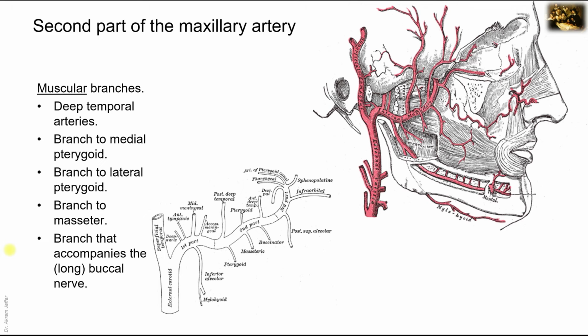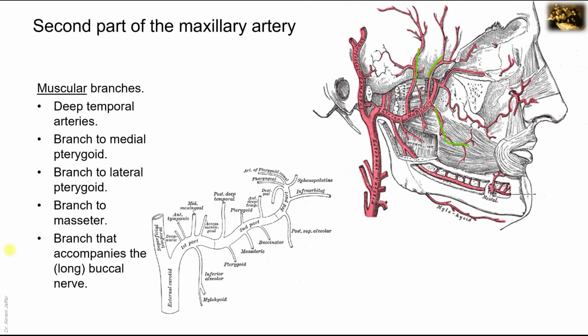The second part of the maxillary artery has 5 branches, but they are muscular branches. They do not pass through foramina. So we have the deep temporal arteries that we mentioned before. They are located deep to the temporalis muscle. And we have a branch to medial pterygoid. We have another branch to lateral pterygoid muscle, branch to masseter. So the 4 muscles of mastication, and in addition a branch that accompanies the long buccal nerve.